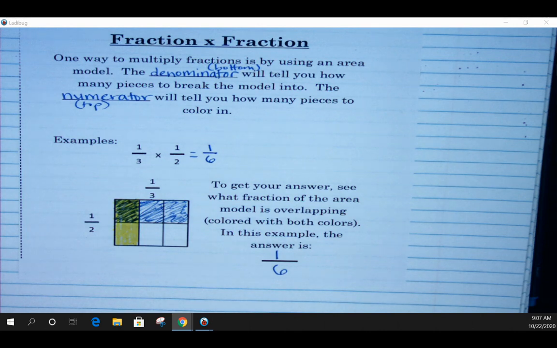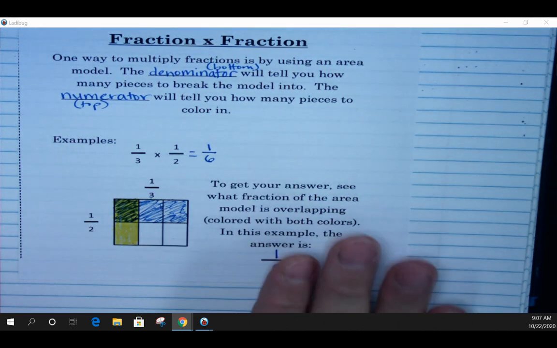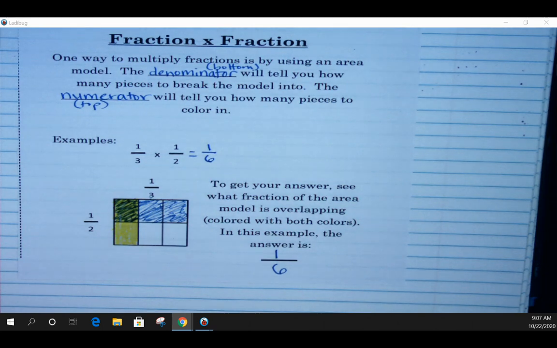Eli, are you with us or are you somewhere else? We need to be right here. This is where we need to be. Okay.